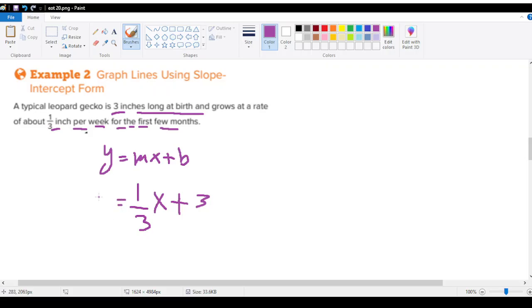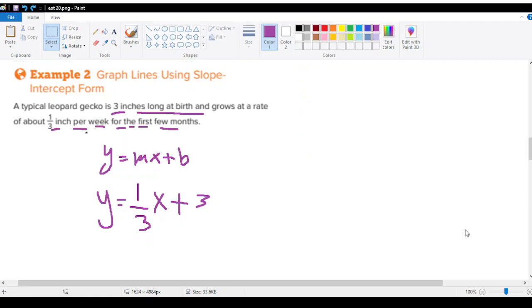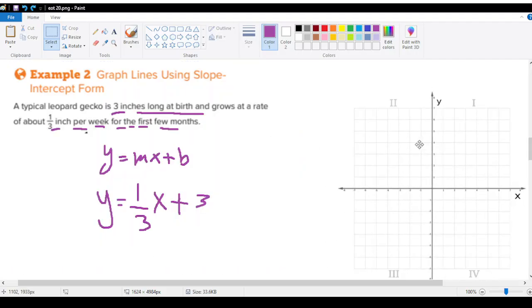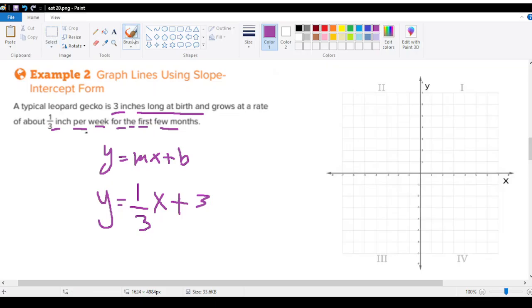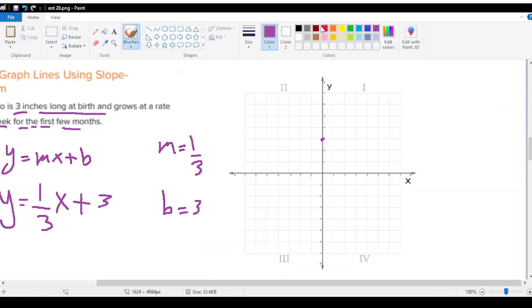Understood? Now, what is the value of m, Shamsa? The value of m is 1/3. Okay. So the value of m is 1/3, and the value of b is 3. So we will go to the point number 3, which is here. Understood? Do you see it? Okay.